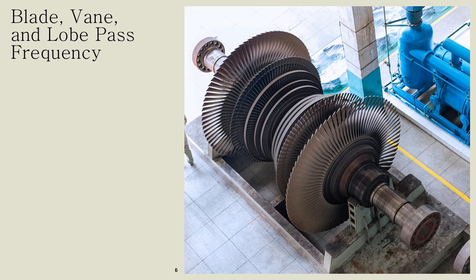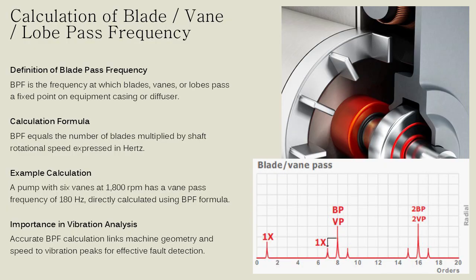Calculation of blade, vane, or lobe pass frequency; identifying blade pass frequency in a vibration spectrum. Blade pass frequency, BPF, also referred to as vane pass frequency, VPF, or lobe pass frequency in positive displacement machines, is a fundamental concept in the vibration analysis of centrifugal equipment. It represents the frequency at which rotating blades, vanes, or lobes pass a fixed point on the machine casing or diffuser. The calculation is straightforward.